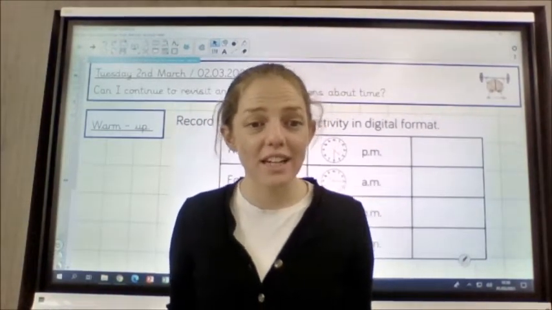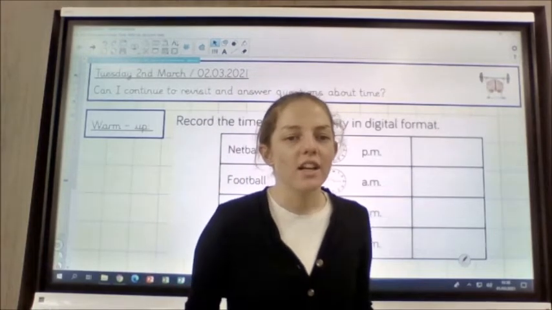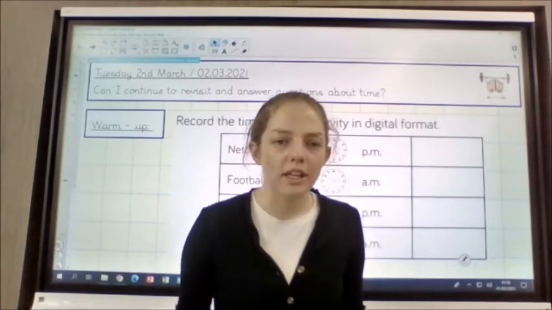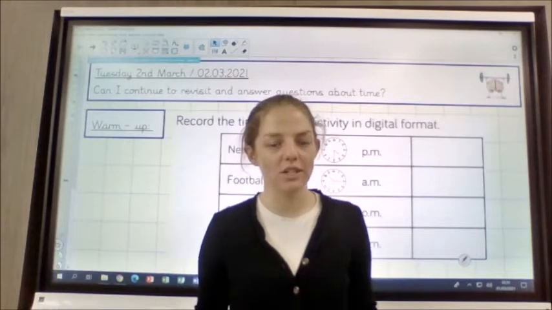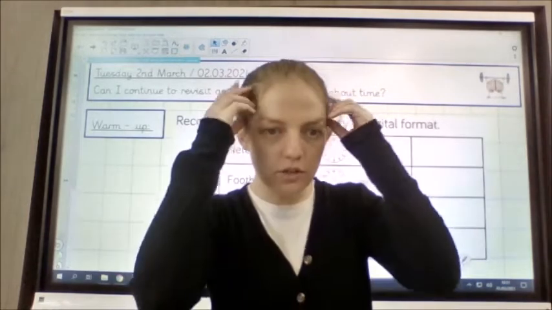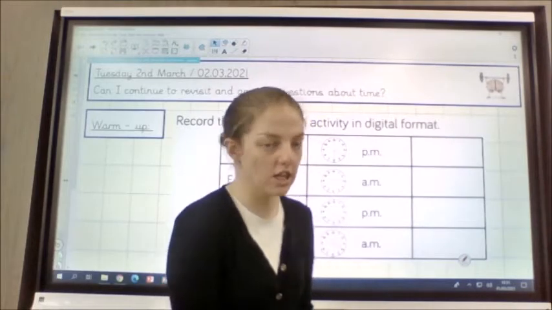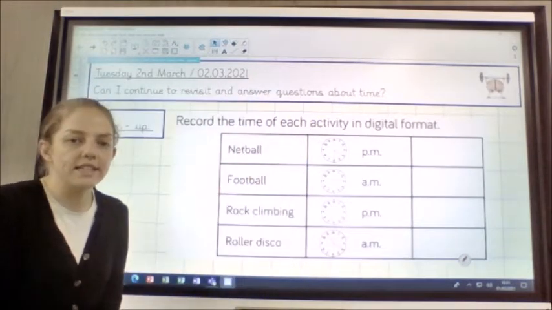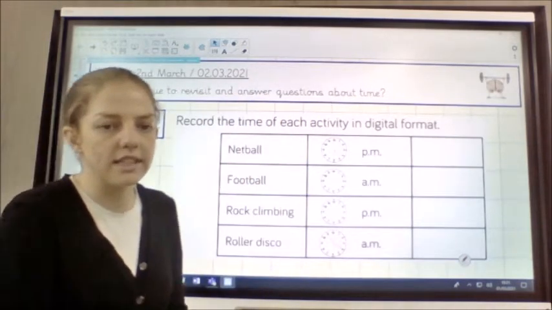Today is Tuesday, the 2nd of March, and we are going to be looking at time today. So we're going to continue to look at time. So your learning question for today is, can I continue to revisit and answer questions about time?